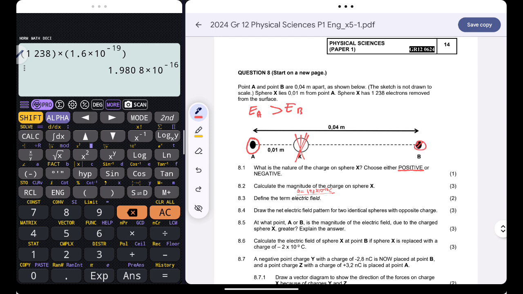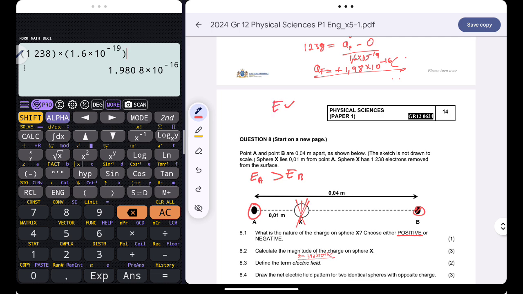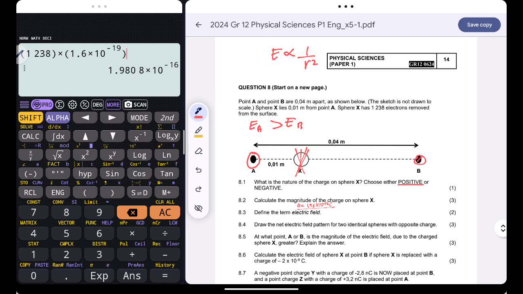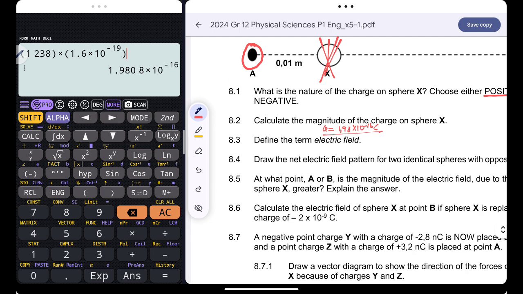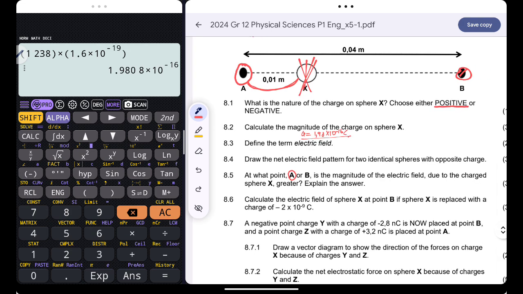Are you together? Why? Because, guys, our electric field is inversely proportional to the distance between the two charges. So the distance between A and X is small. So if the distance is small, it simply means the electric field experienced at a point should be greater. So now to answer this question, at which point, A or B, is the magnitude of electric field due to charge sphere X greater? It will be greater at point A. Why? Because there is a smaller distance between the two.